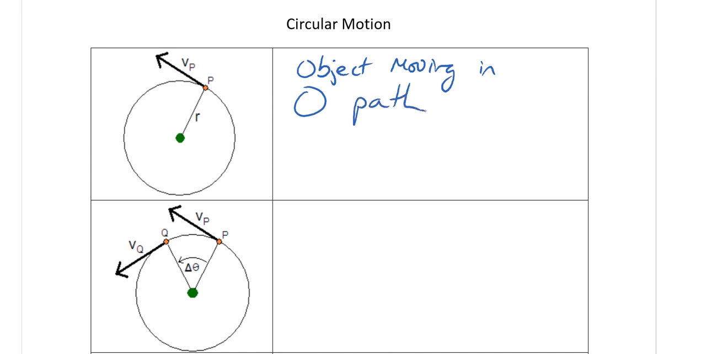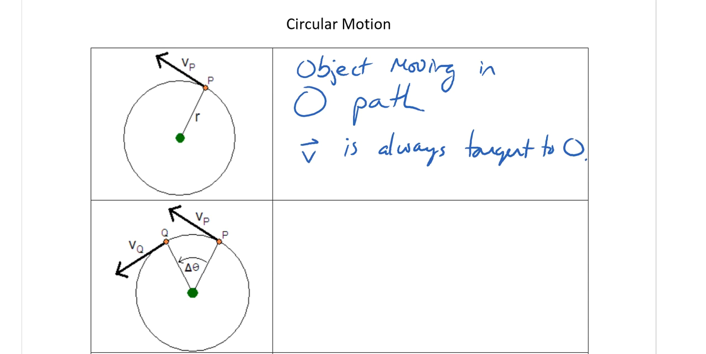It's at location point P right now. We've got the R for the radius, and we've got the v vector, that's the velocity vector, and the velocity is always tangent to the circle. Whenever something is moving in a circle, the velocity is always tangent to the circle. And that's basically the first picture right there.